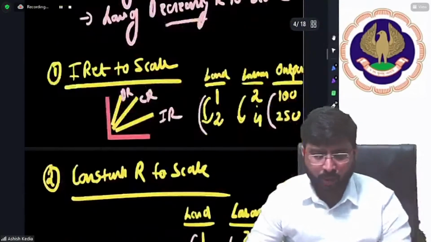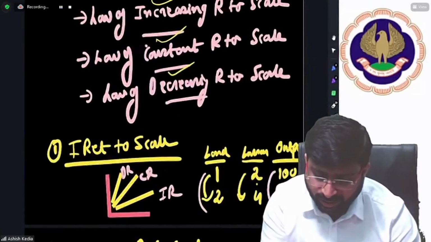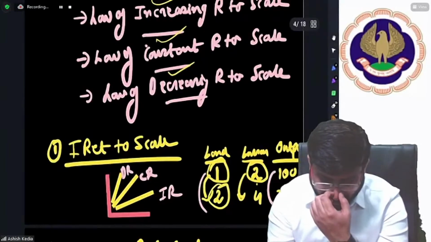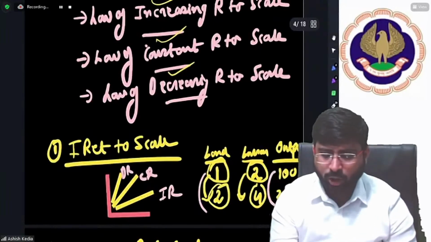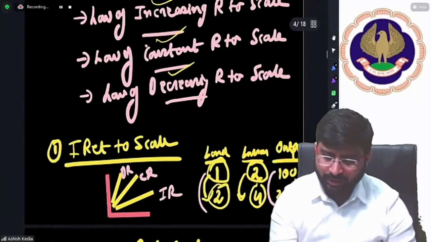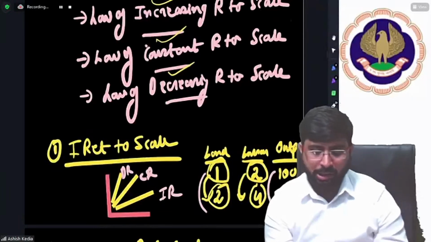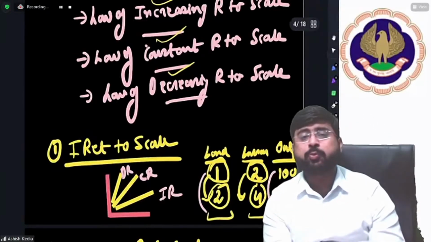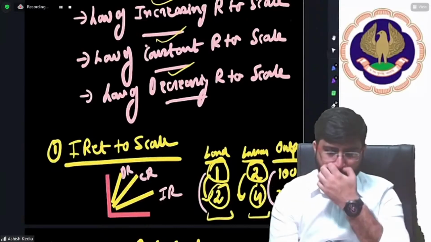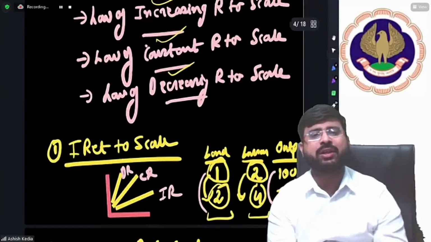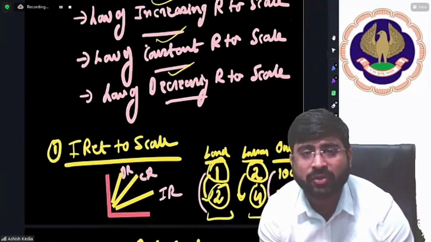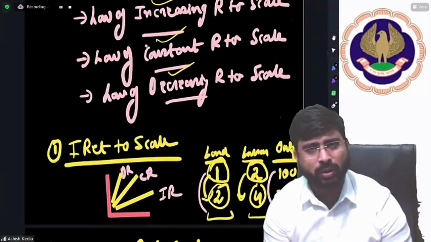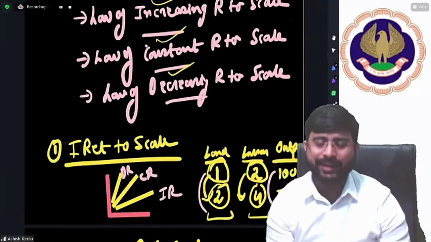Now let's talk about each one of them. Suppose there is one piece of land and two labor. Now suppose land is doubled: land is 2, labor is 4. Initially, the output was 100. But when you doubled the land and doubled the labor, the output got more than double. The output became 250. Yes, my dear friends, that's what increasing returns to scale is all about.